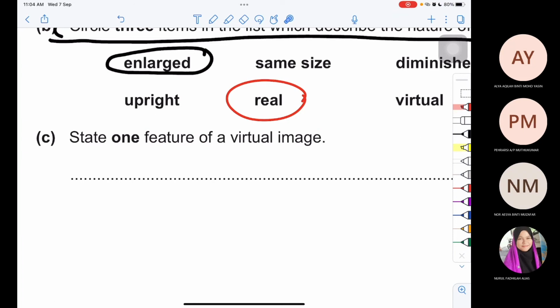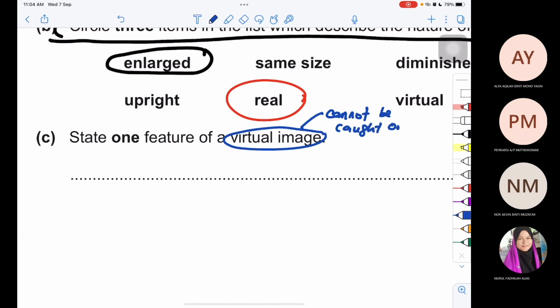Dia tak tanya, what is a virtual image? Kalau soalan tanya, what is the meaning of virtual image? Your answer would be, so virtual image is the image that cannot be caught on screen. That's the meaning of virtual image. Tetapi soalan ni dia nak feature of virtual image. Jadi you jawapan ada pada gambar you all.